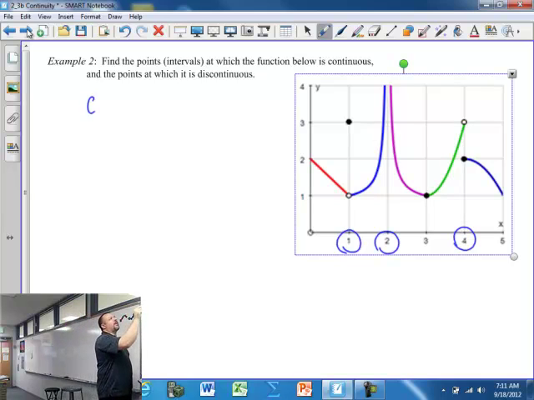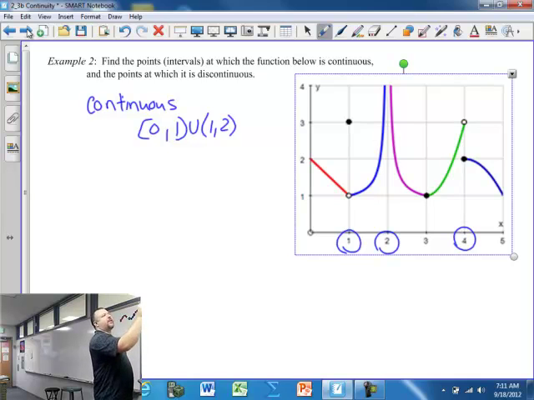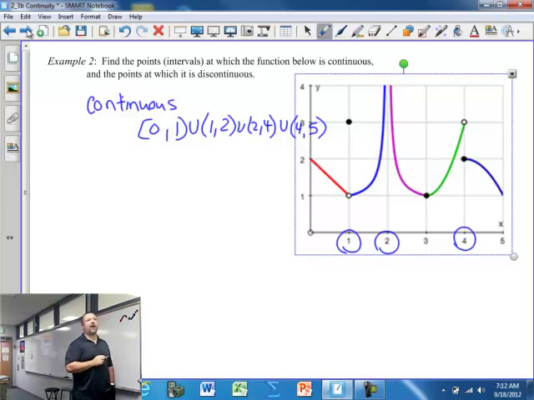So we're going to say things like this. It is continuous on the intervals from, let's go ahead and say, 0 to 1, but not including 1. It is continuous from 1 to 2, but not including 2. It is continuous from 2 to, well, actually, all the way to 4, but not including 4. And then it is continuous from 4 to 5, but again, it's not continuous at 5. I'm sorry, it's not continuous at 4.